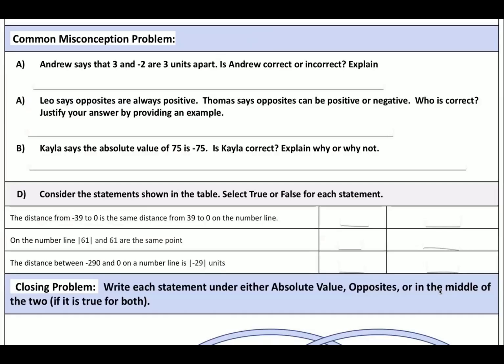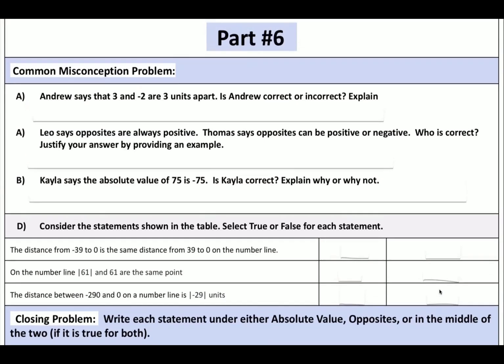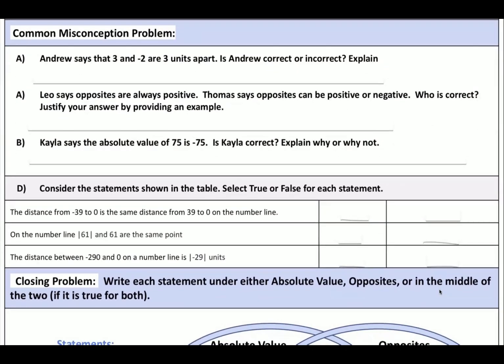All right, we're not going to go over all of the problems on page 6, but we'll go over a couple. Let's take a look at common misconception problem D. It says a distance from -39 to 0 is the same distance from 39 to 0. So -39 and 39 are opposites. They're both 39 spaces from 0. So that is true. The next one, on the number line, the absolute value of 61 and 61 are the same point. That is also true. Those lines around a number keep it positive.